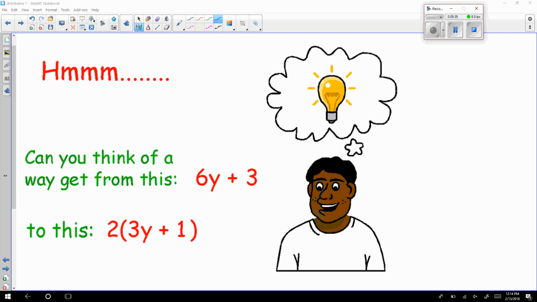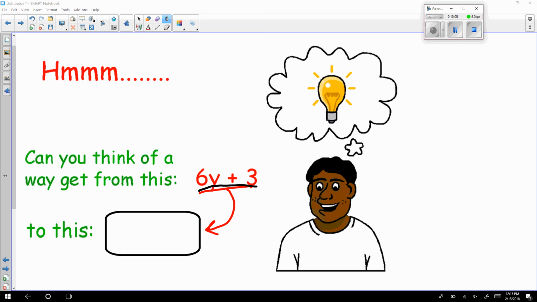Okay, so now that we've done using the distributive property, what about if we have an expression, we start with this, and we want to get back to this one? Well, we have to look at our terms and find a common factor for each of these terms. So in the example here, we have 6y plus 3. What is a common factor of 6 and 3? Well, a common factor is 3.